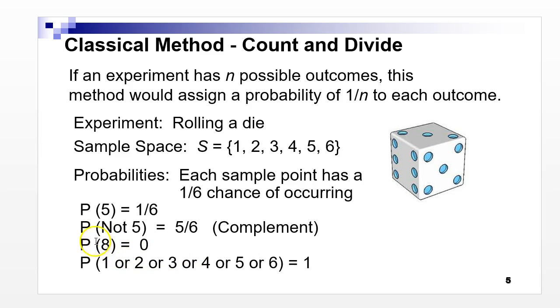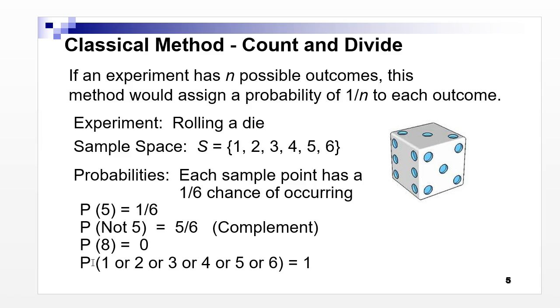Now we have the probability of rolling the die and getting an 8. Well, here the answer is 0, because there's no way that that's going to happen. Now the probability of getting a 1 or 2 or 3 or 4 or a 5 or a 6 is 100%, which is 1, because this is the collectively exhaustive set of opportunities that we have when we roll the die.